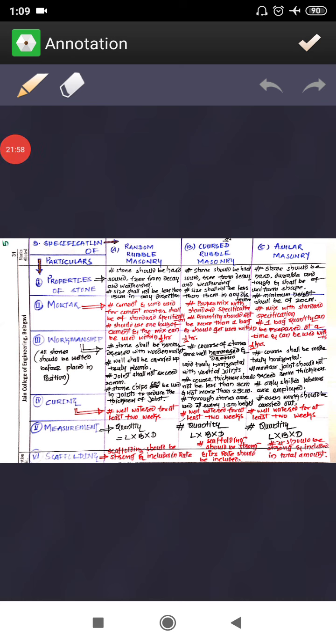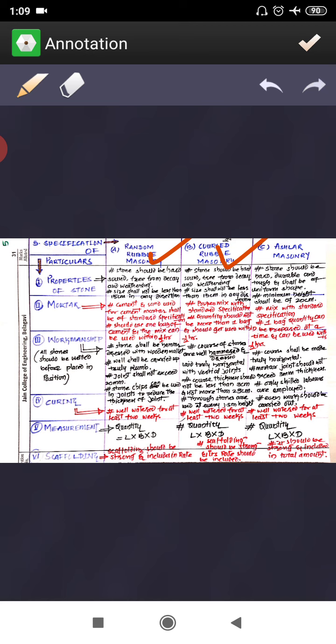Okay, my friend, now the next specification. See, three different sequences I have taken, three different types of works I have taken here. Random rubble masonry is there, then you will be having coursed rubble masonry, and then ashlar rubble masonry. First of all, you should understand the work here: random rubble masonry, coursed rubble masonry, and ashlar rubble masonry.